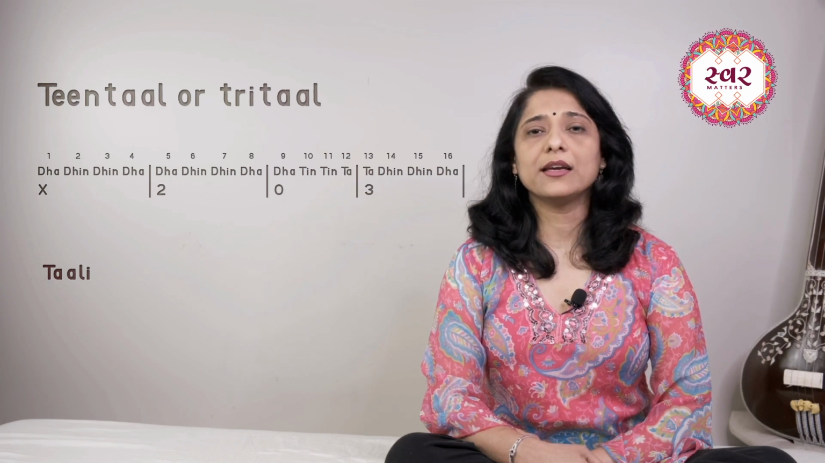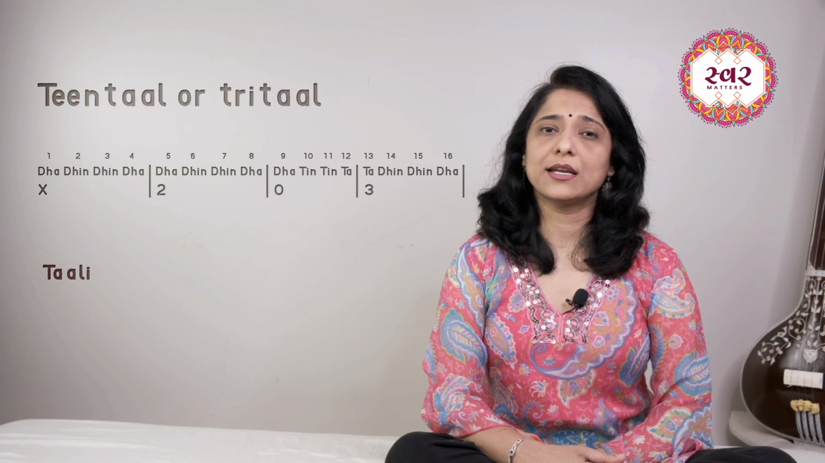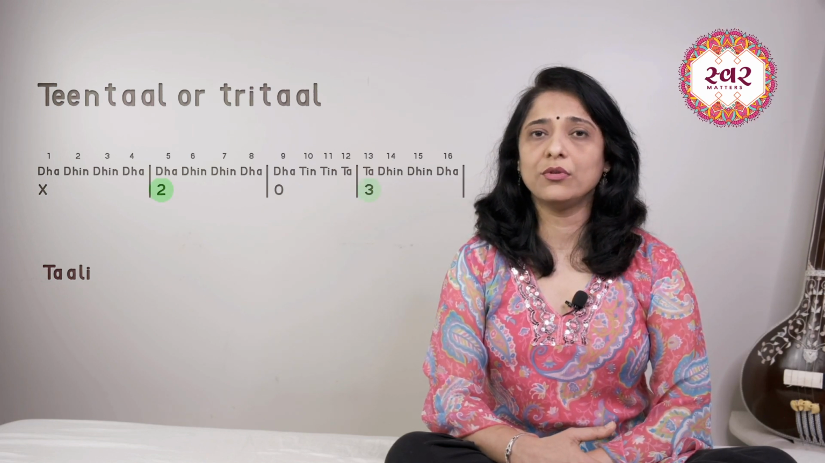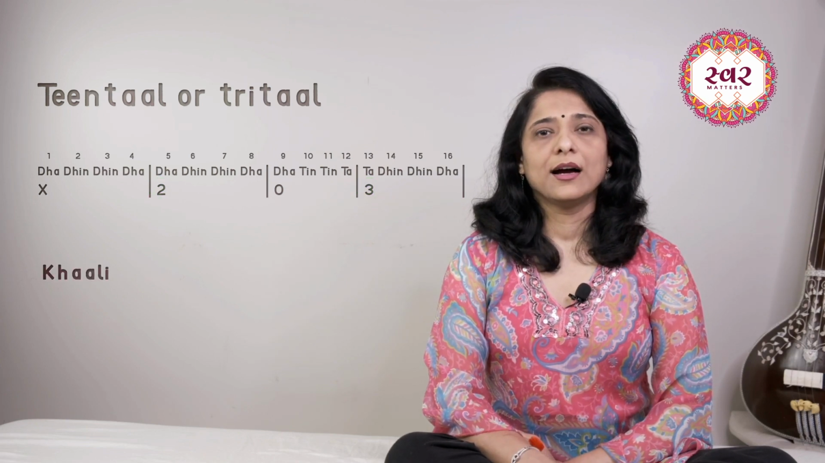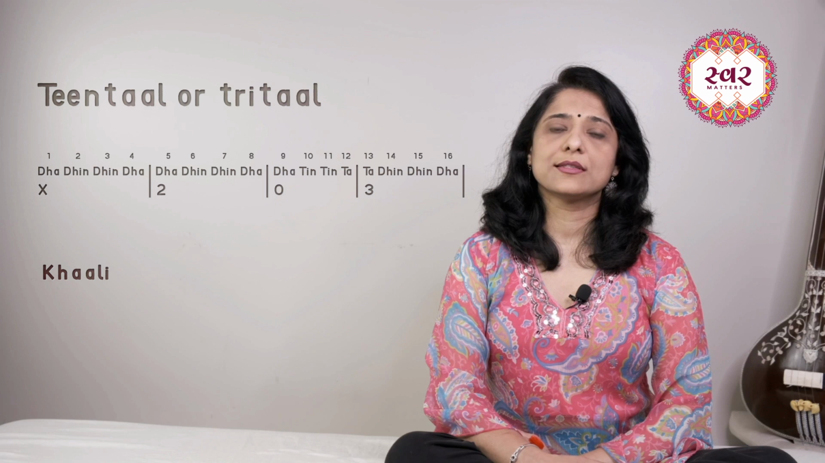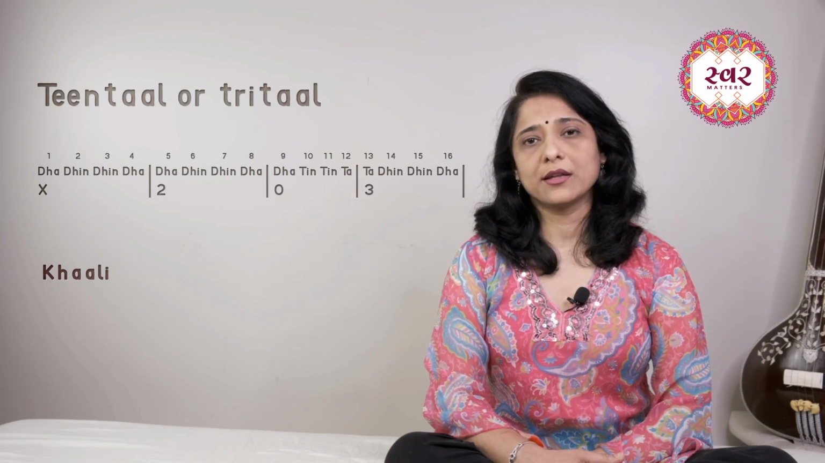Taali. Each taal is characterized by a particular pattern and number of taalis. A taali is demonstrated by clapping on the beat and is indicated by the respective number of taali like 2, 3 or 4.